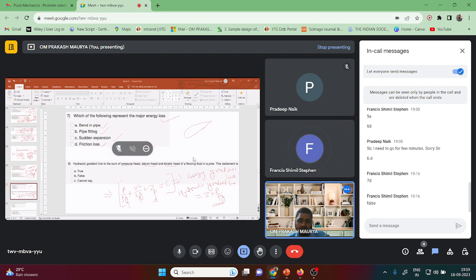Static head, friction head, datum head, velocity head. The question is asking, starting from the arbitrary datum line, the above types of heads will be in this sequence, and they are giving some sequence.